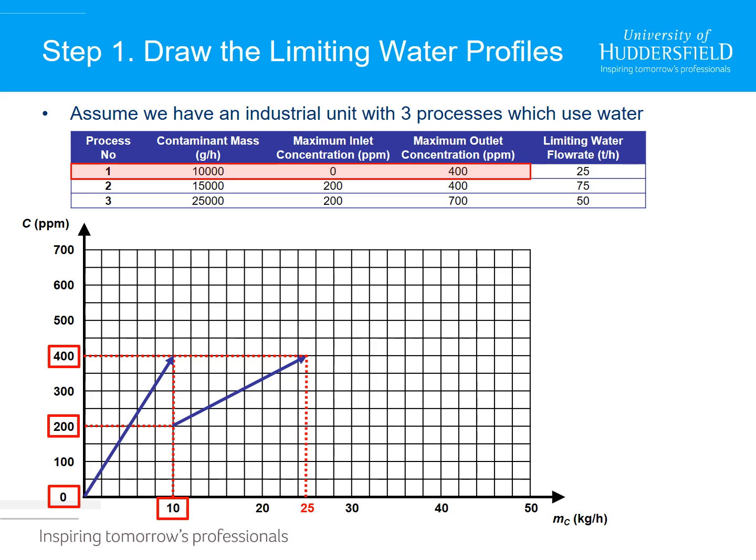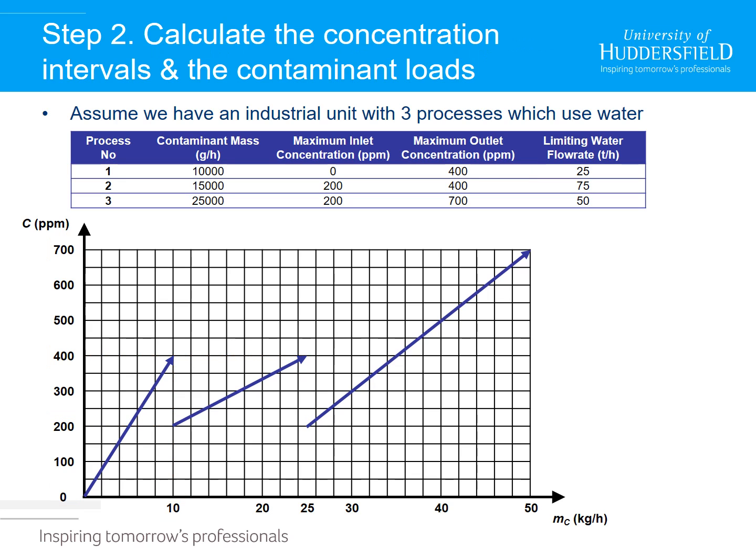In the same way, we can draw the limiting water profile for process number 3. So far, we have drawn the limiting water profiles for all three processes over the system as our first step. The second step is to define the concentration intervals and calculate the contaminant mass loads for each one of them.